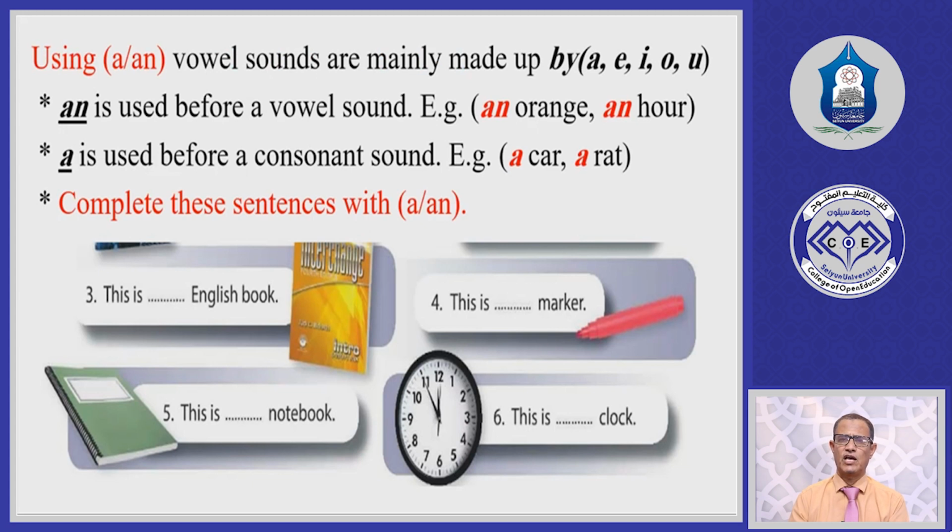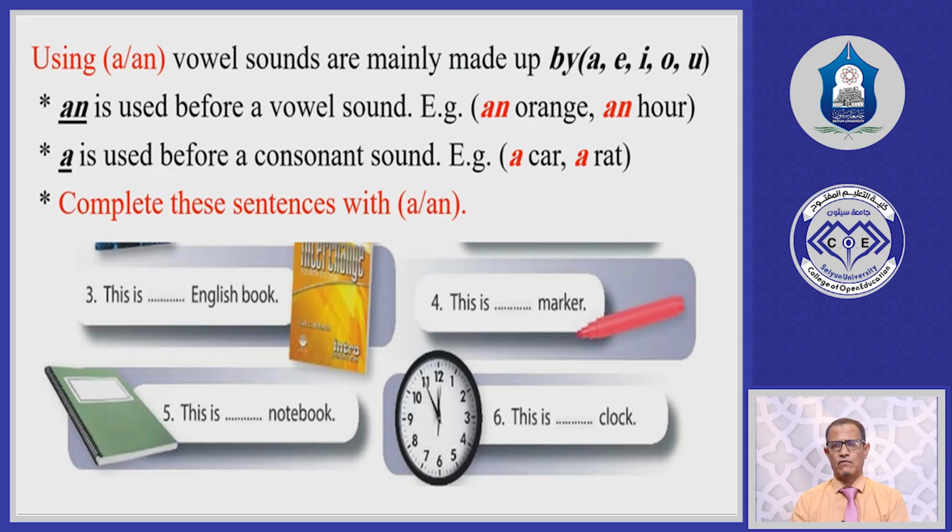And the second point now: we have the articles "a" and "an". In English we have two types of articles: the definite article, which is "the", and the indefinite articles, which are "a" and "an". Today we are concerned with using those indefinite articles "a" and "an". That means, when do we use "a" and "an"?